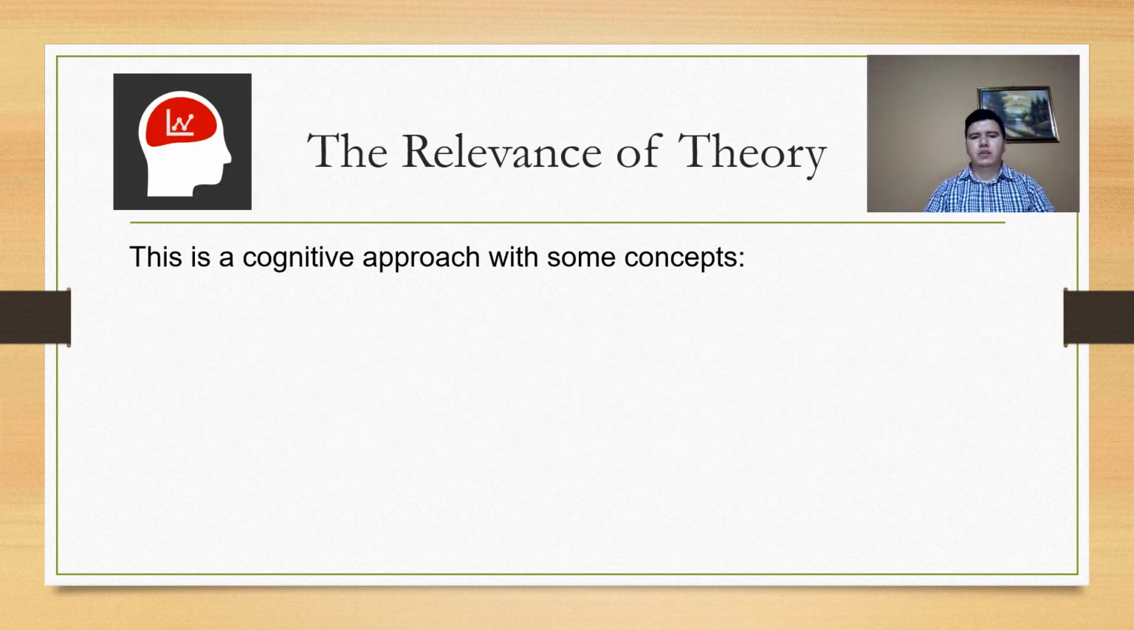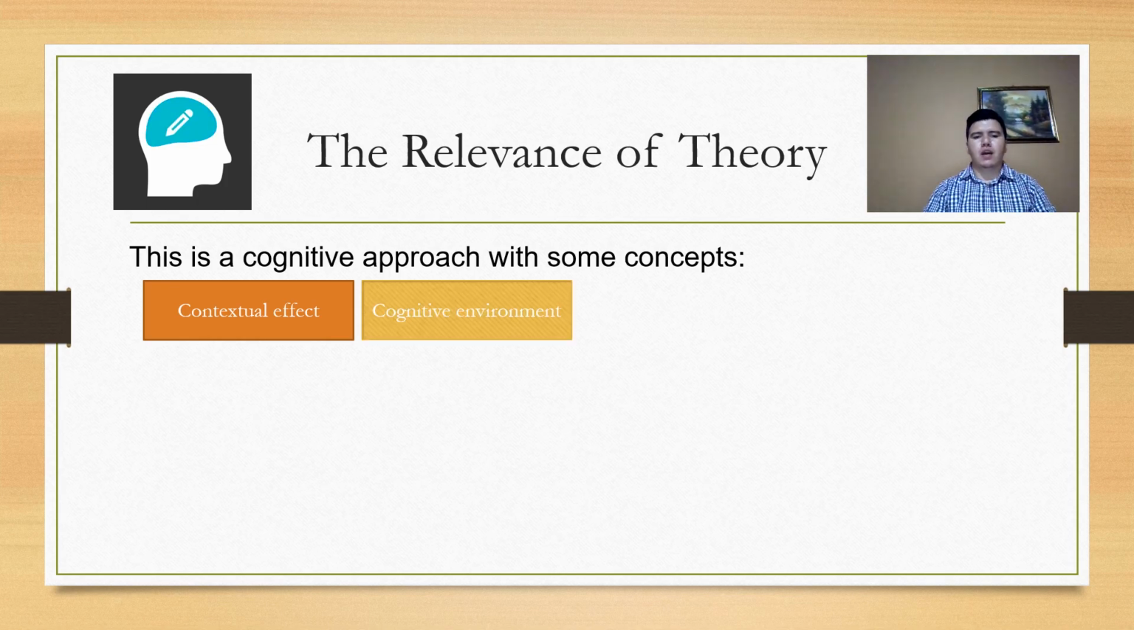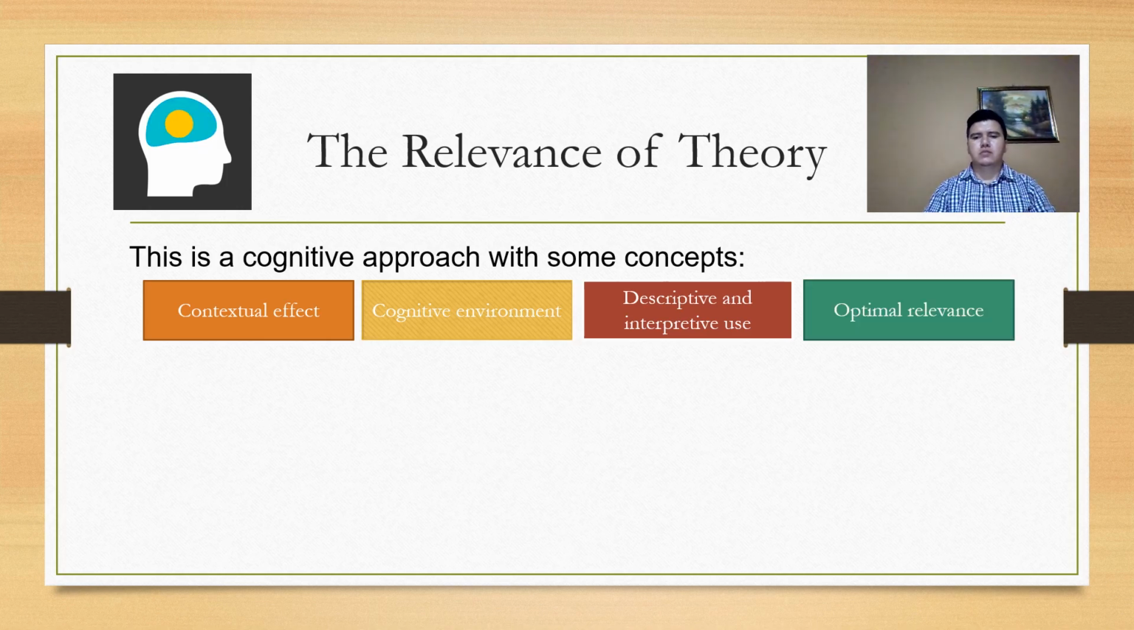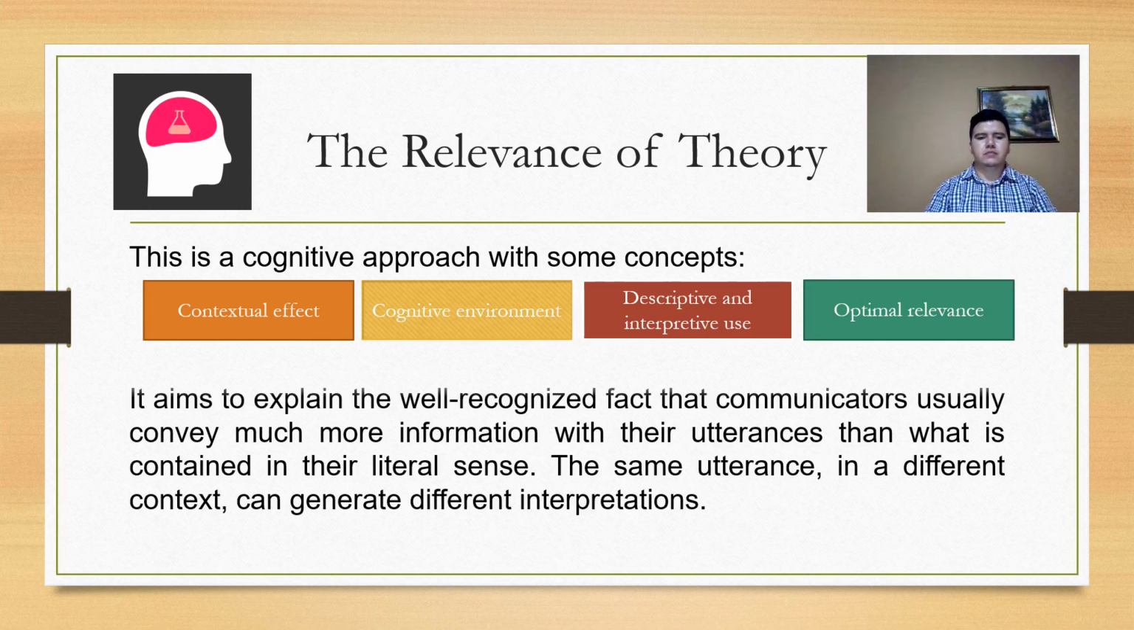The relevance of theory. This is a cognitive approach with some concepts: contextual effect, cognitive environment, descriptive and interpretive use, optimal relevance. It aims to explain the well-recognized fact that communicators usually convey much more information with their utterances than what is contained in their literal sense. The same utterance, in a different context, can generate different interpretations.